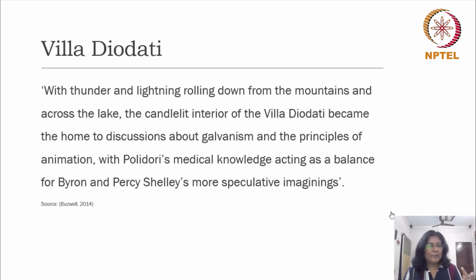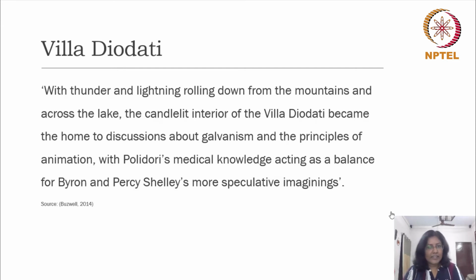Let us now look at some of the associated topics which were discussed in that Villa Diodati among these friends. And once again, the context or the atmosphere is important, because there's thunder and lightning rolling down from the mountains across the lake. So nature is in its really wild mood. Wildness is something that we need to hang on to when we want to think about the origin of the novel Frankenstein.